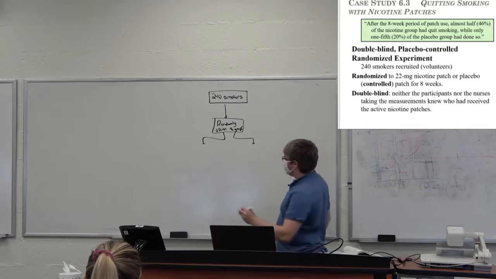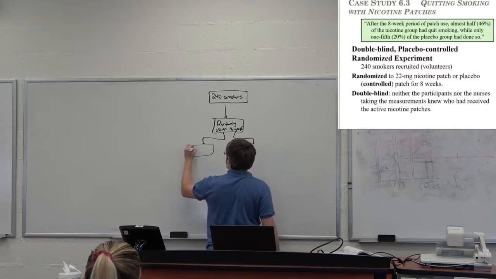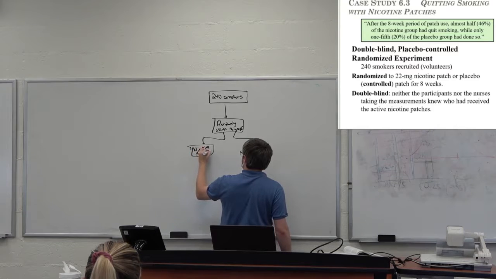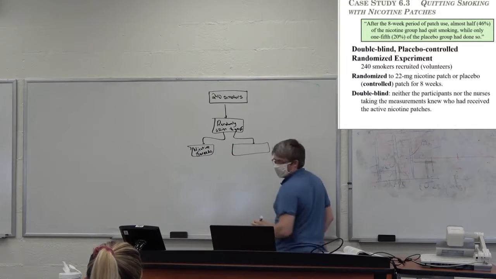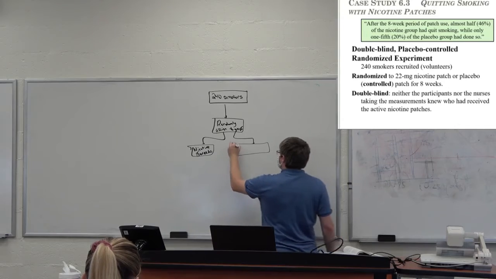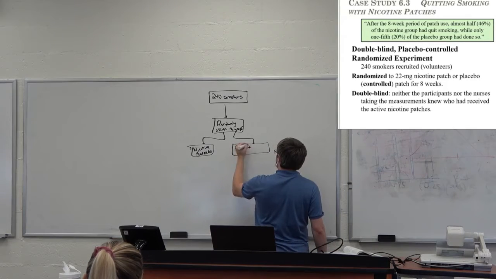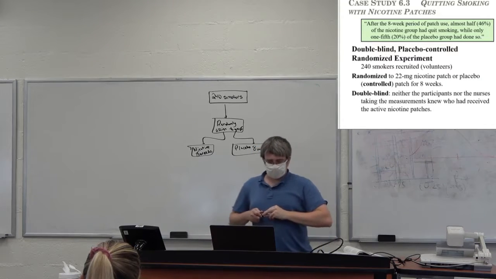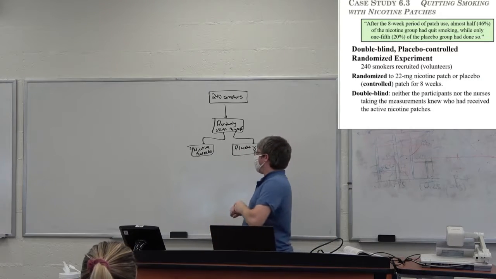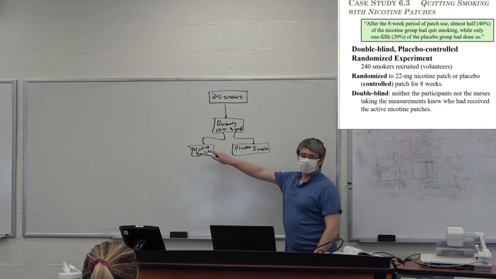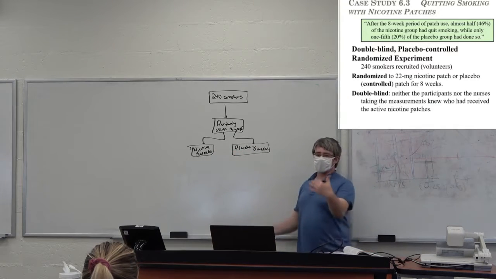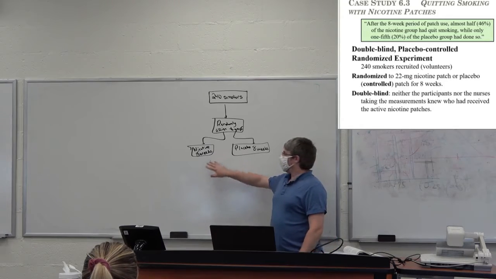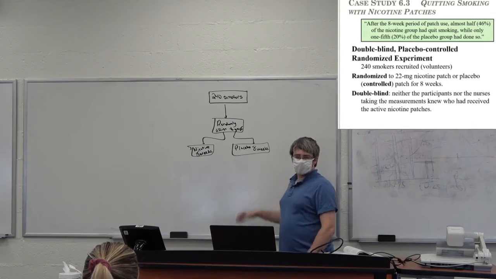And we have group 1 where they get the nicotine patch for 8 weeks. And we have group 2 where they get the placebo for 8 weeks. And so specifically in this study, they did a double blind, meaning the people who are giving these patches to the people in this study don't know what they're giving them. And then the participants obviously don't know that they're getting either a nicotine or placebo patch.